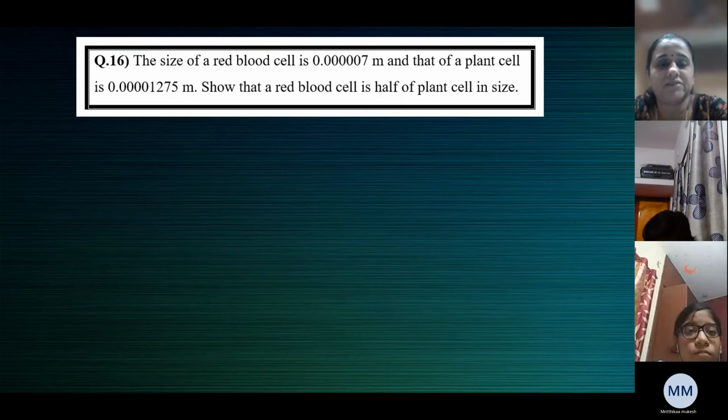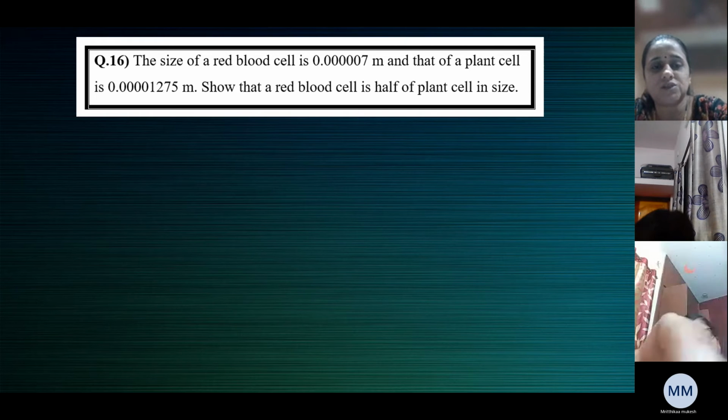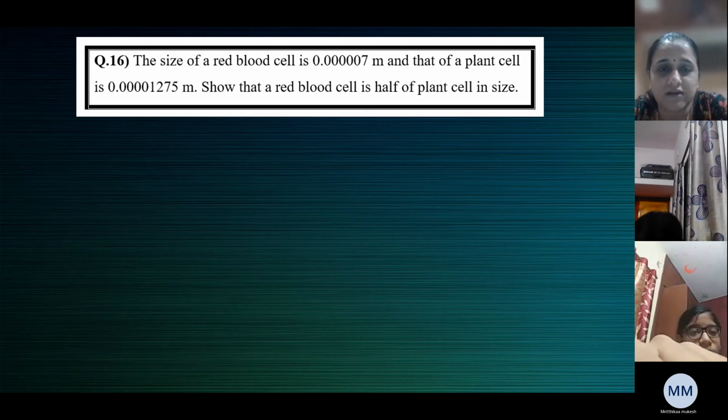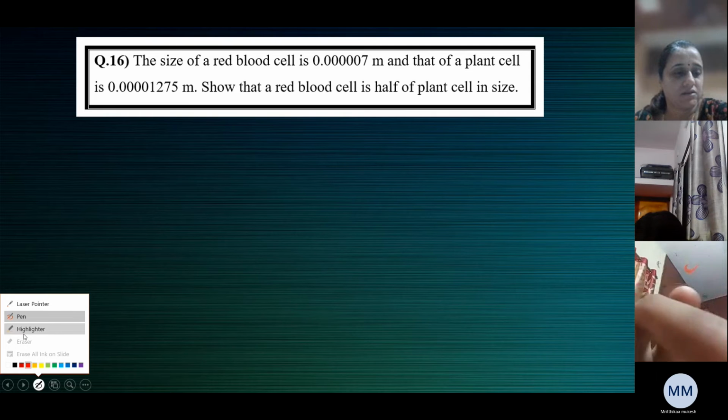The size of a red blood cell is 0.000007 meters, and that of a plant cell is 0.0001275 meters. Show that a red blood cell is half of a plant cell in size. So you must show that the size of a red blood cell is half the size of a plant cell. So like this you have to prove.